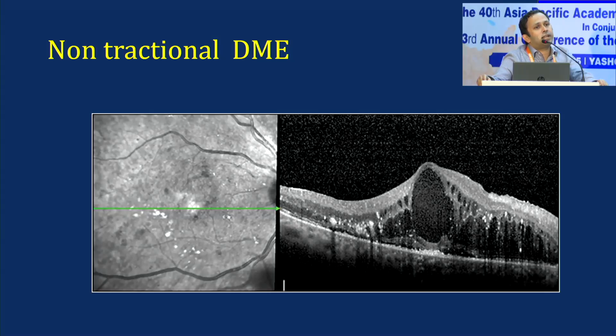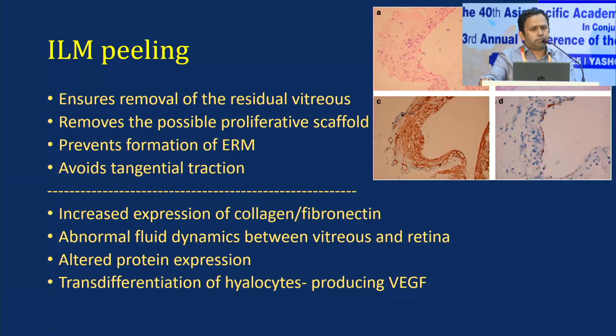By and large, the definition of recalcitrant comes when there is no traction, when there is a non-tractional diabetic macular edema. Whether you do a vitrectomy, whether this helps in diabetic macular edema regression or not, is also a very controversial area.